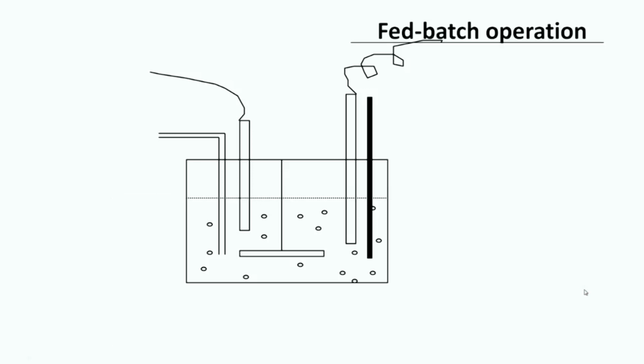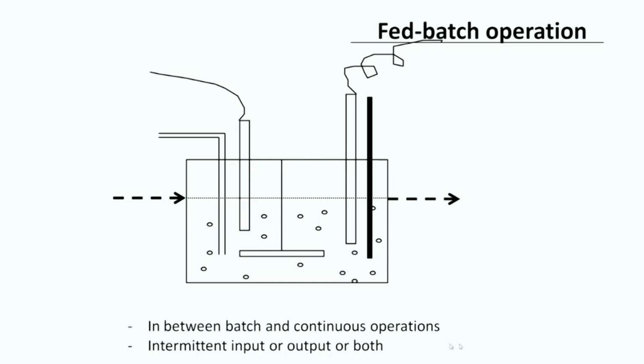simultaneously. Then a fed batch operation, which is in between a batch and a continuous operation, where there could be intermittent input or output, or both intermittent output and intermittent input at the same time. Some reactors, we said, nicely fit into all three modes of operation, some of them do not. This is, I think, where we finished up the last lecture.